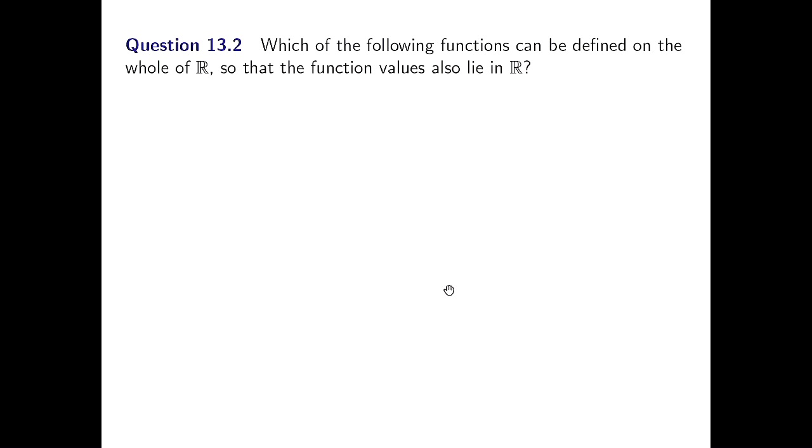Okay, so question 13.2 says, which of these can be defined on the entire real line so that the function values are also real? In other words, which can we define as functions with domain and codomain both the reals? So x squared, can we define this as a function with domain and codomain both the reals? Who thinks yes? Good, good. Okay, I agree. Of course, the image here is only non-negative reals, but that's fine. We can still set the codomain to be the reals.